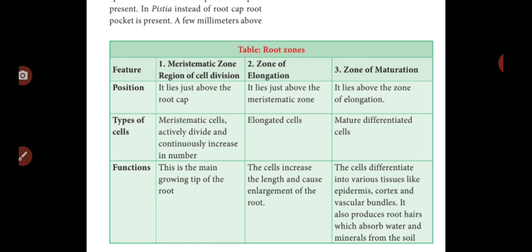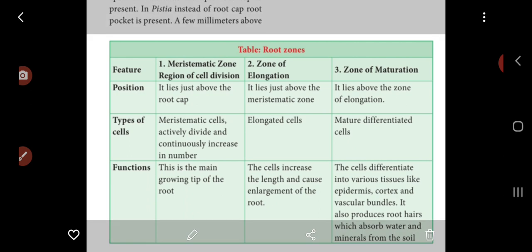Next one, zone of elongation. Where is it present? It lies just above the meristematic zone. So meristematic zoneக்கு அடுத்தது present ஆயிருக்கிறது தான் the zone of elongation. What type of cells are present in this zone of elongation?